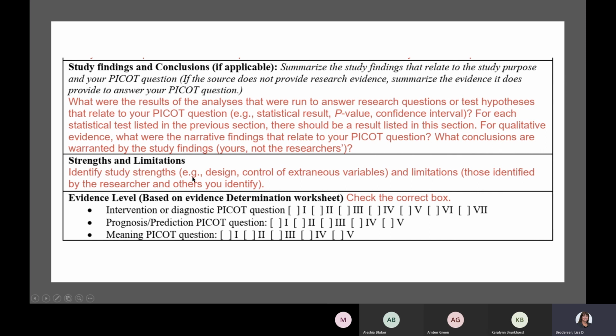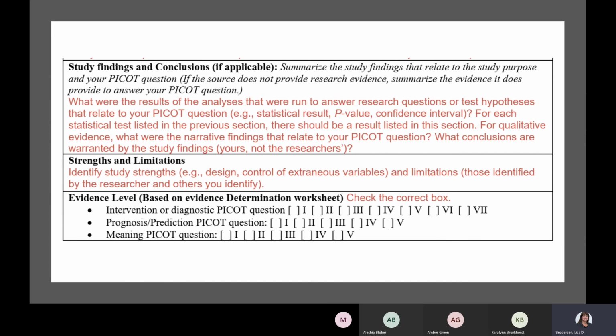And typically, researchers won't often list strengths of their study, so you will have to glean those for yourself. And typically those relate to the type of design that was used, the extent to which extraneous or confounding variables were controlled. And then limitations, the most typical limitation is going to be small sample size, and small sample size is going to impair generalizability of study findings.